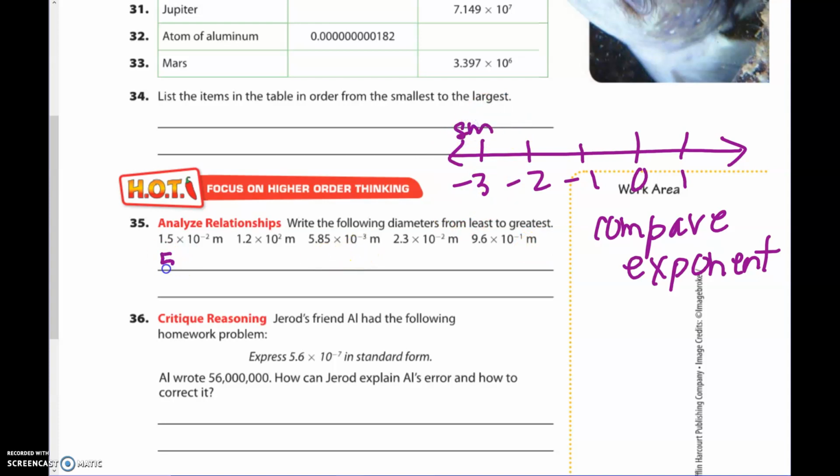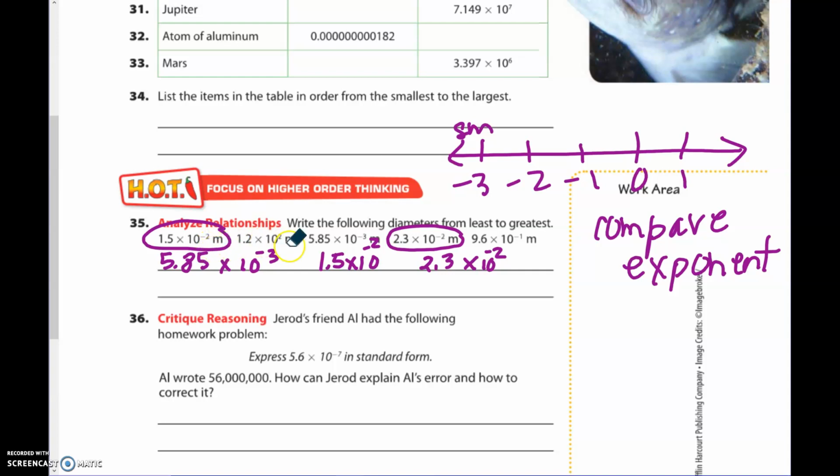So we're going to start. This is going to be your smallest, 5.85 times 10 to the negative third. Then when I was going through these, we have a negative 2 and another one that has a negative 2. So the negative exponents are the same. So now we go to the numbers. What is smaller, 1.5 or 2.3? Well, 1.5 is smaller, so that's going to be my next smallest number. And then the 2.3 is just a little bit bigger than that 1.5, so that is my next smallest.